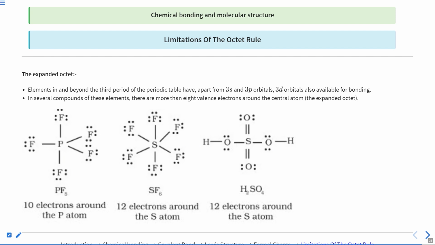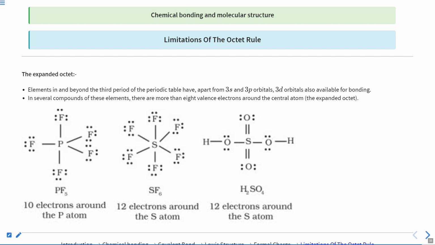Next is expanded octet or hypervalent compounds. This will ruin this whole octet idea. Just see these complexes: phosphorus, sulfur, meaning the compounds of phosphorus and sulfur. Just count the number of electrons here. It is making 5 bonds, so that is giving you 10 electrons in the first case, because each bond has 2 electrons. So 5 bonds means 10 electrons.